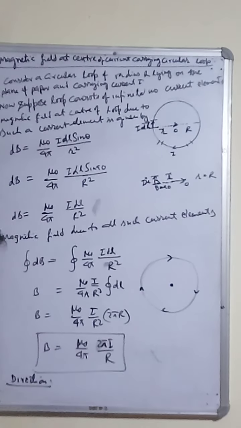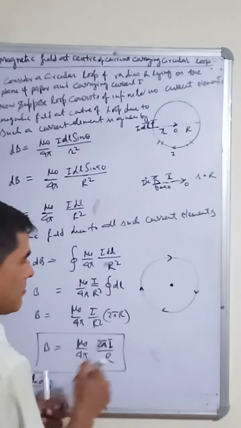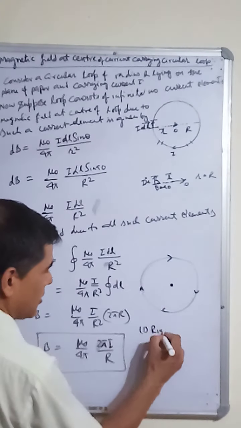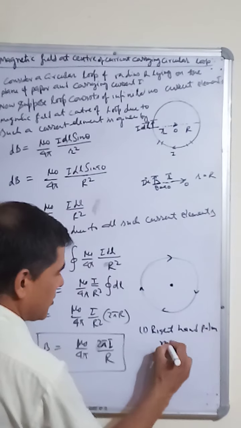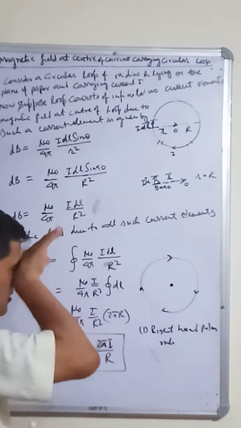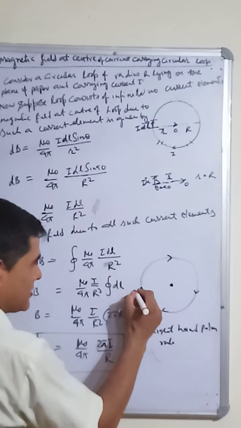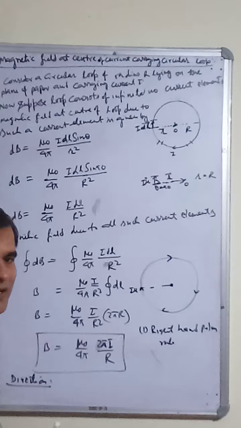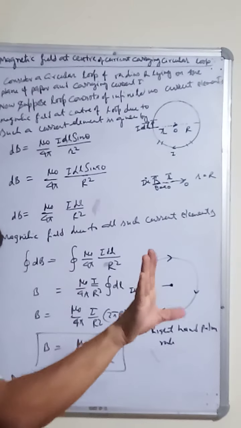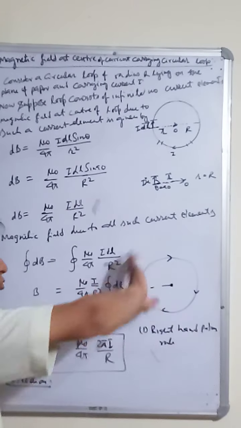To find the direction of the magnetic field at its center, we have two laws. Number one, the right hand palm rule. So this is the current, this is I dl, and this is r. So the direction is inward, anywhere it will be inward. Second is the right hand thumb rule. Round the fingers around the current.